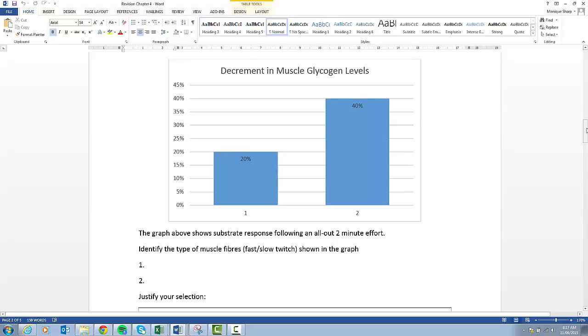Slow twitch. 2 would be fast twitch. Yeah, good. I know that's quite a high percentage to see decrease for glycogen, but I wanted to make it really separate them out there. Can you just explain that one more time? Yep, sure.